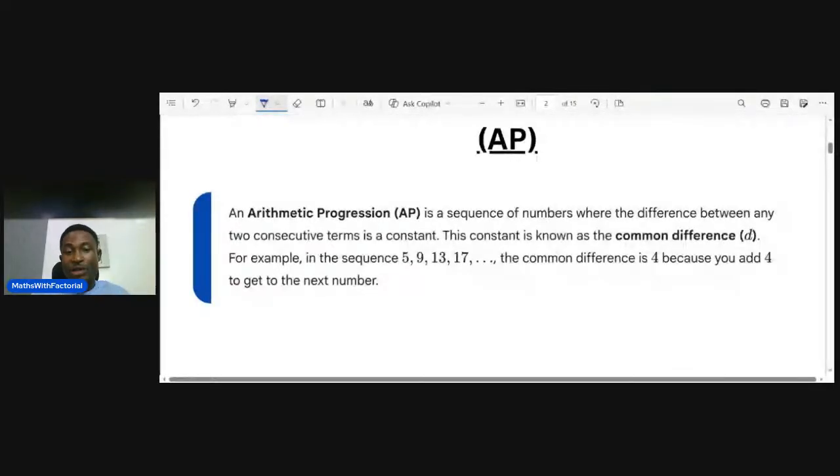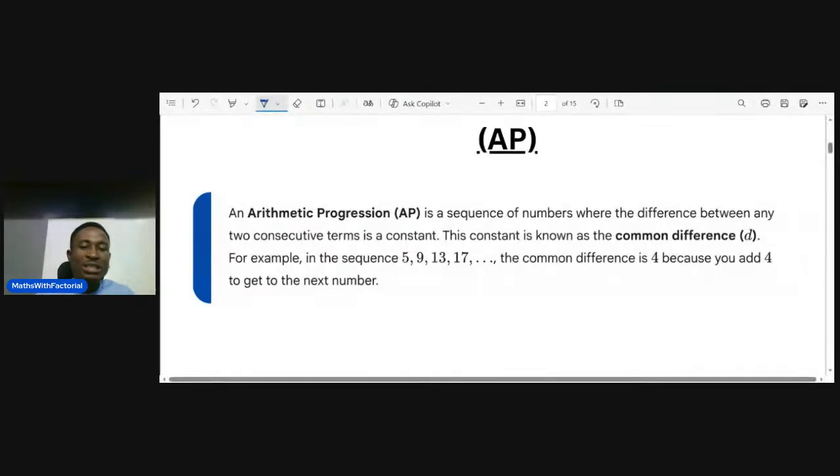In this particular sequence, the language you'll be using a lot is terms. The first term of this sequence is 5. The second term is 9. The third term is 13. The fourth term is 17. So we are using terms.